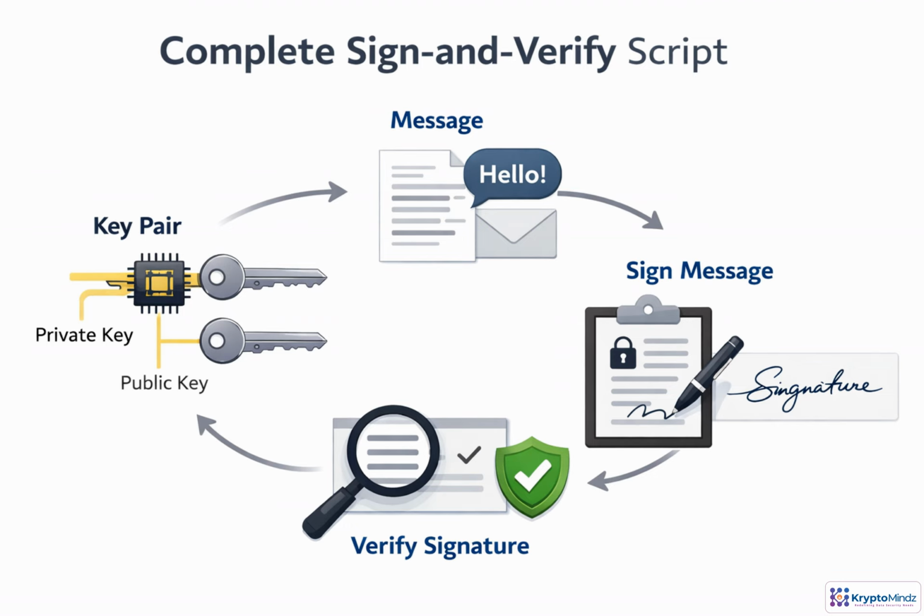The full sign and verify cycle fits into one runnable example. First, the program generates an ed25519 key pair. Then it defines the exact message the user is approving. The private key signs that message, producing a signature. Finally, the public key verifies that the signature matches the same message and key pair. If the message, signature, or public key changes, verification fails. That is the core trust check behind wallet authentication.